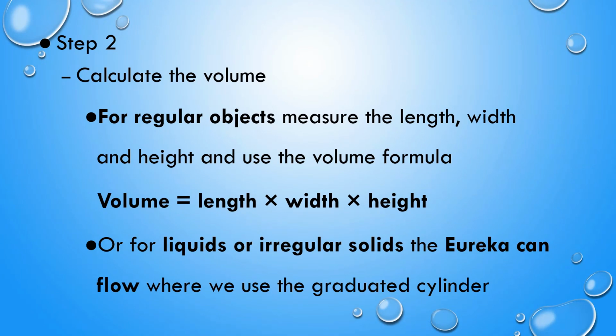Step 2, we calculate the volume. First, for regular objects, we measure the length, the width, and height, and then use the mathematical formula. Volume is given by length times width times height.